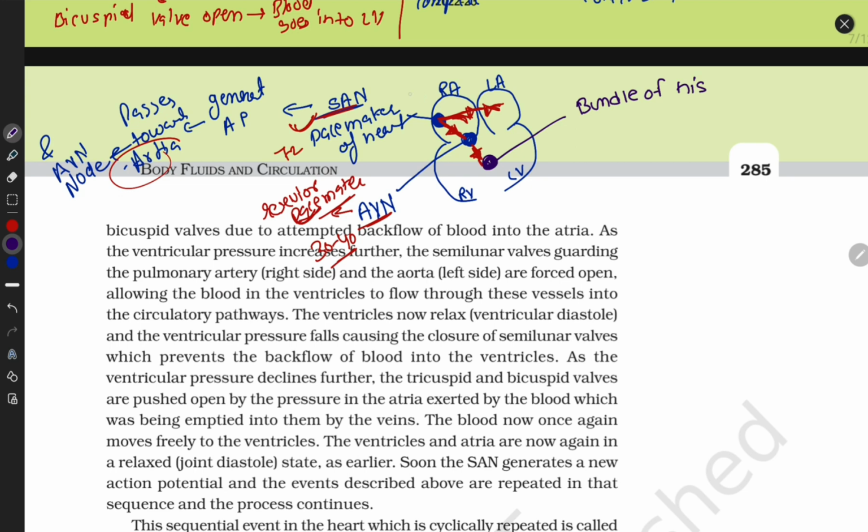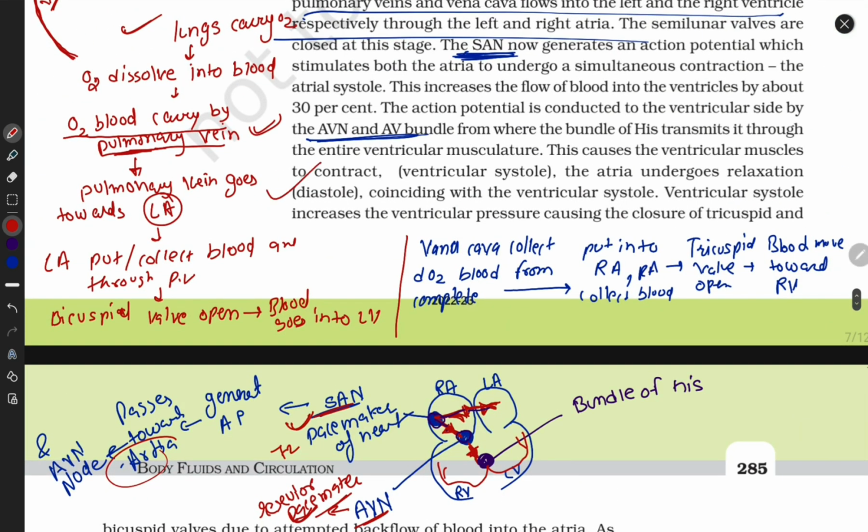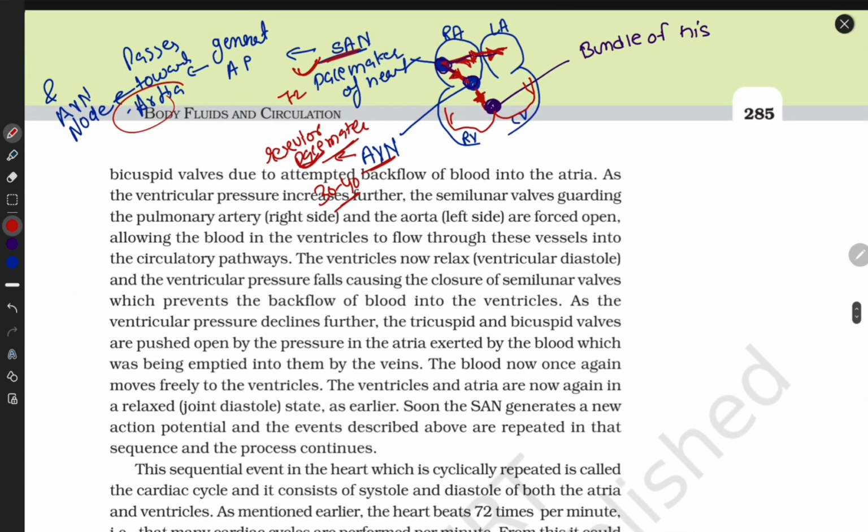So the action potential is generated from the SAN. It passes its potential towards the right atrium and left atrium. It passes its potential towards the AVN. The AVN passes its action potential towards the bundle of His, and the bundle of His passes its stimulus towards the Purkinje fibers. There is a Purkinje fiber. So look here, this is the neurotransduction, highly electrically charged. Whatever I explain, everything is written here.